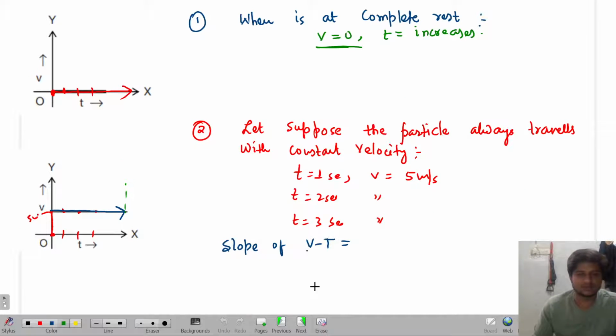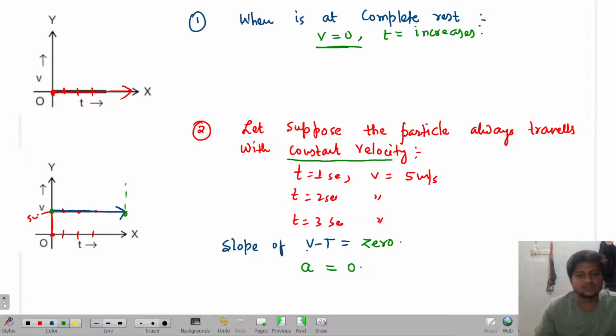Next thing, previous case. The slope of the VT graph over here is going to be how much? It is going to be equal to 0. Why? Because it is parallel to the x-axis. We know that the slope of the VT graph gives acceleration. That means acceleration is 0. Also, you can see the initial velocity in this graph. This is my initial velocity. Initial velocity is equal to final velocity over here, so there is no change in velocity.